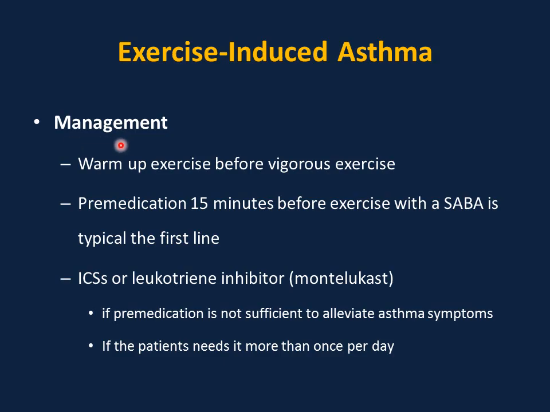Management of exercise-induced asthma. Warm-up exercise before vigorous exercise. So the warm-up technique is very important. Pre-medicate the patient with a short-acting beta-2 agonist, albuterol, 15 minutes before exercise. You give 1 or 2 puffs using the MDI, or metered dose inhaler, 15 minutes before exercise, and this is the classic treatment of exercise-induced bronchospasm. If this treatment is not sufficient to alleviate the asthma symptoms, or the patient needs more than 1 treatment per day, you need to add inhaled corticosteroids or a leukotriene inhibitor, for example montelukast or Singulair.